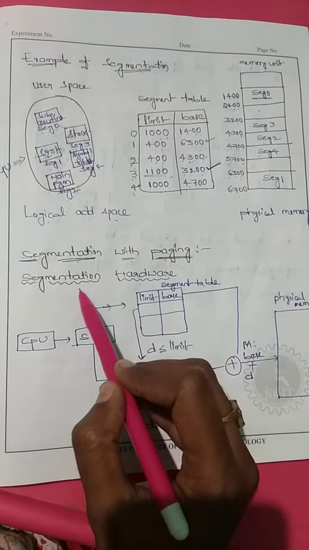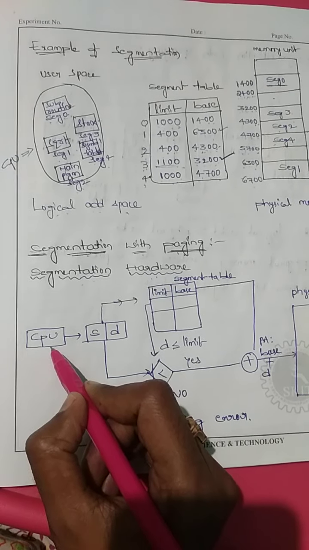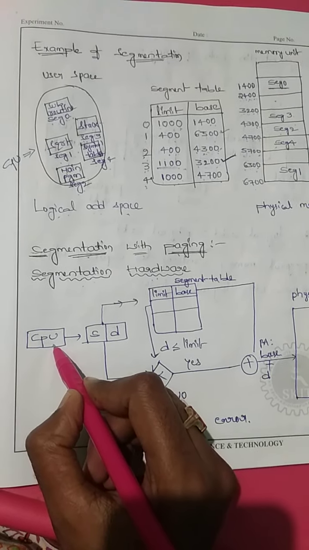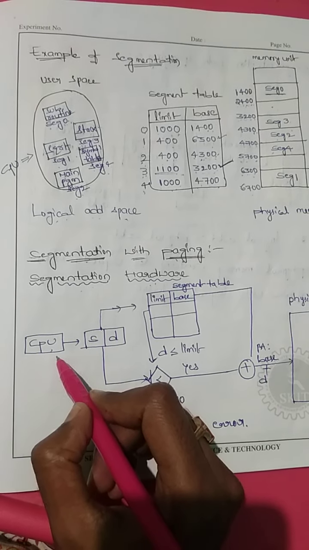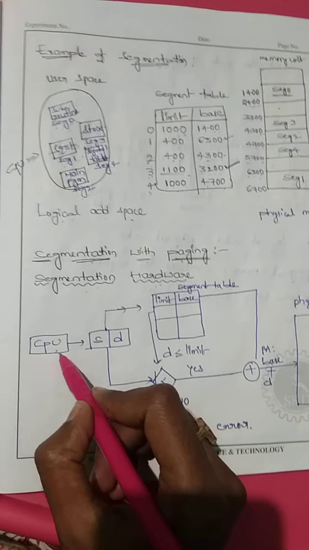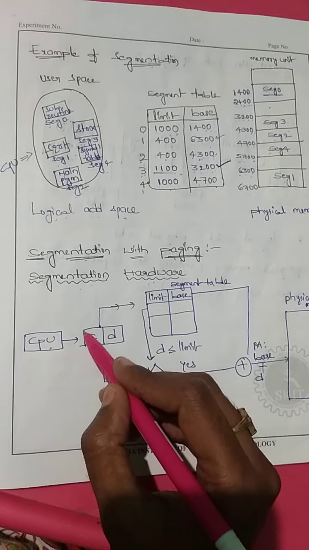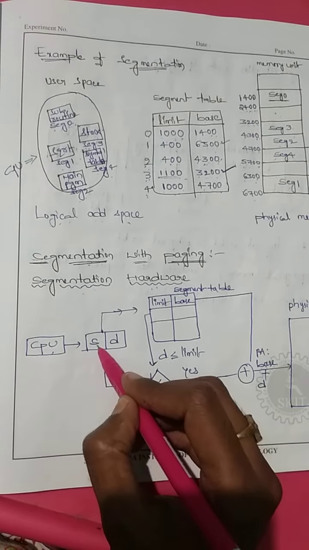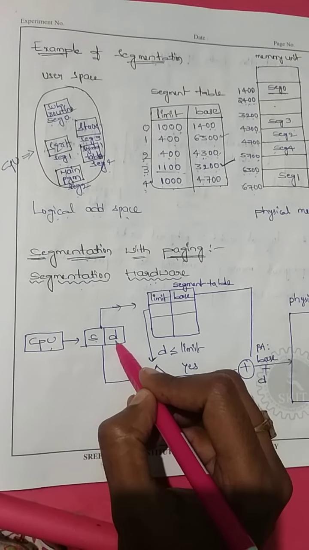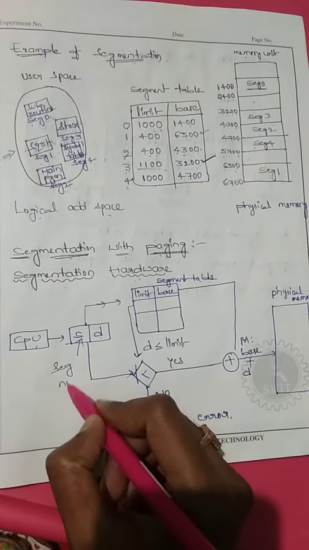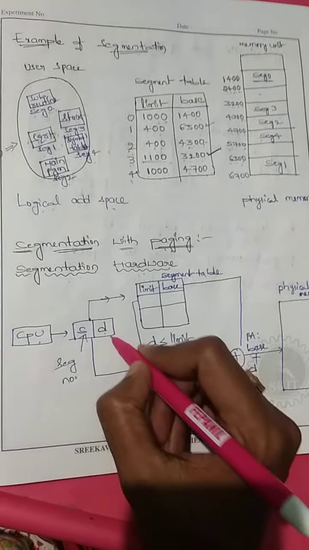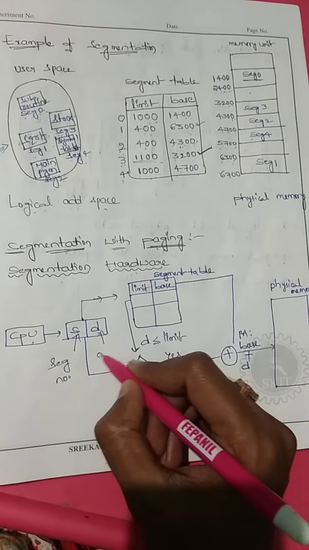You already know who will create these segments: the CPU. Whenever the user writes the program, it is first handled by the CPU. And next we are having two things: the first one is S and the second one is D. Here S is nothing but the segment number or name, and D is nothing but the offset.